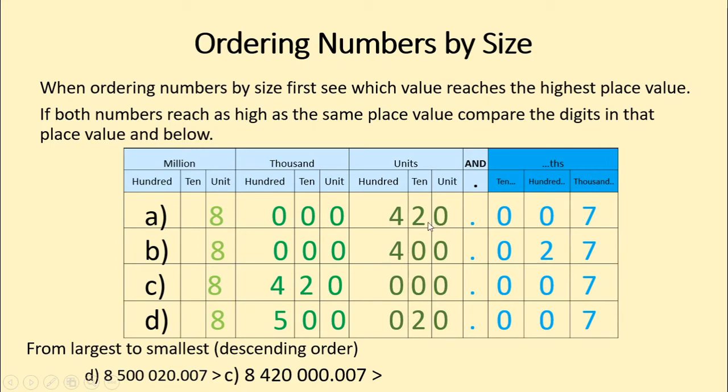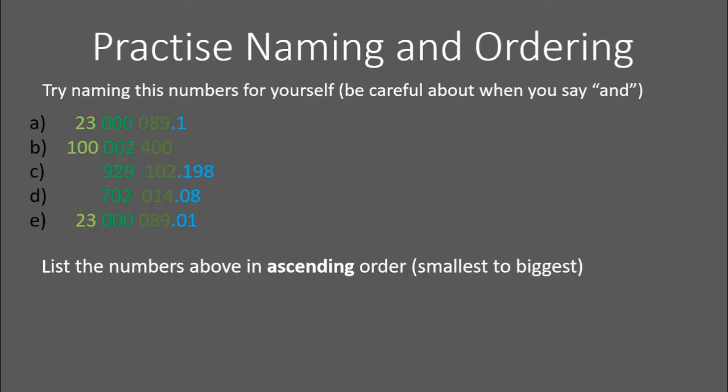Yes, but I would much rather have 420 and 7 thousandths than 400 and 27 thousandths. These place values have a higher value than our decimal values, so always start from the highest place. Next number is 8,420 and 7 thousandths. And finally, our smallest value was 8,427 thousandths.